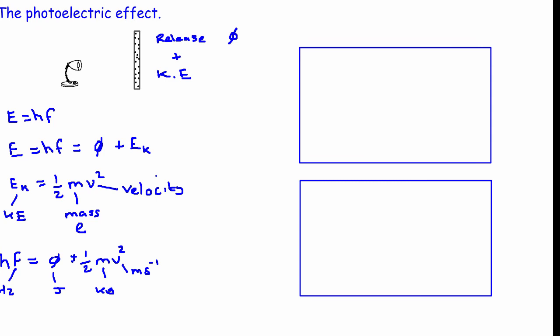So we'll change colour, and we're going to rearrange this. So we're going to forget this E. So we've just got hf equals phi plus Ek. So the energy of the photon is equal to the work function plus the kinetic energy. And if we rearrange it like this, the kinetic energy is simply equal to hf minus phi.